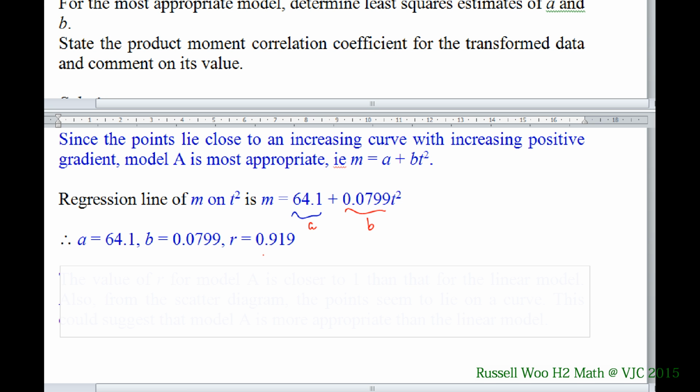There's this one last thing you need to copy. It's about commenting on the value. Look, the question has a certain flow to it. Initially, they asked us to calculate the product moment correlation of y on x. Sorry, m on t. And you got 0.8 something. Then after you transform it, you realize that your r is 0.919. You're supposed to comment on its value.